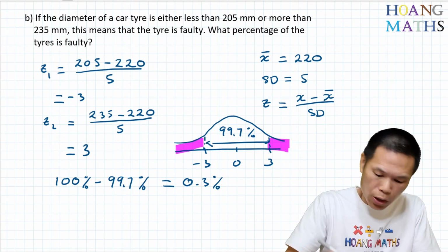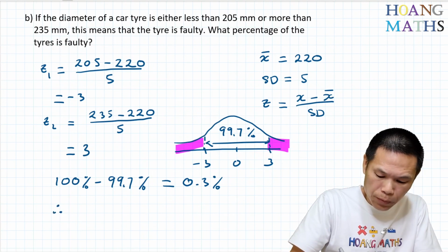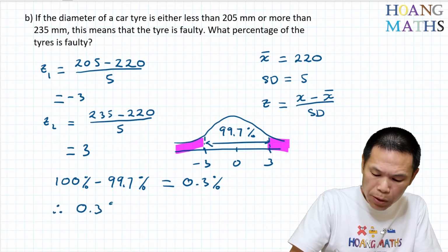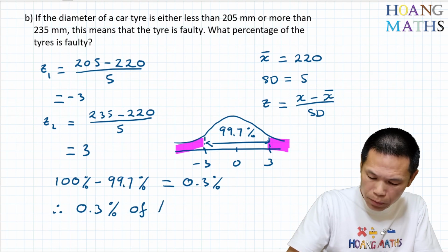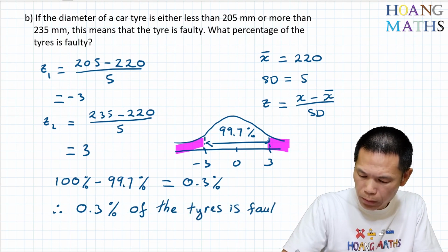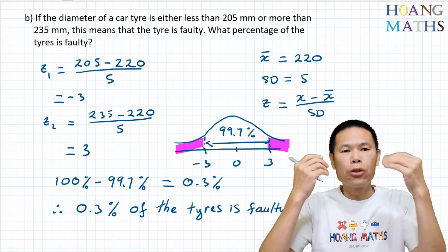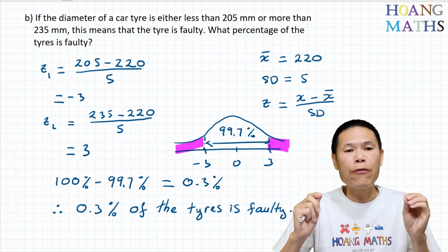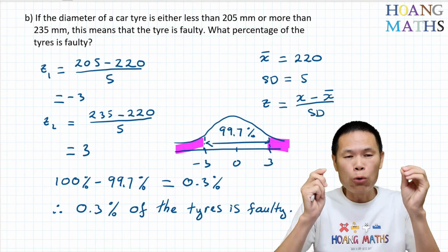So there you go. So therefore, 0.3%. So there you go. 0.3% of the tires is faulty.